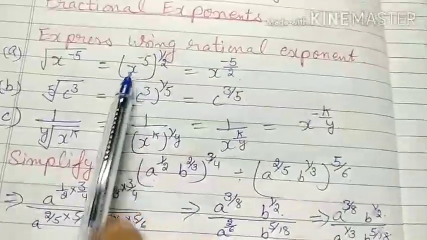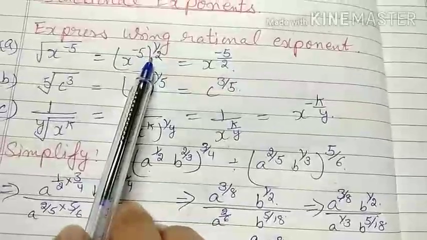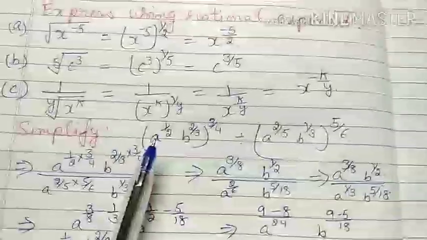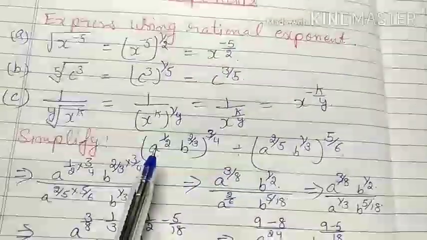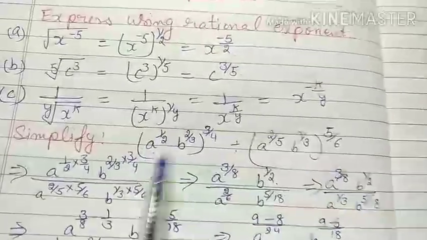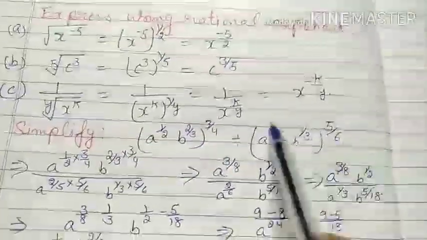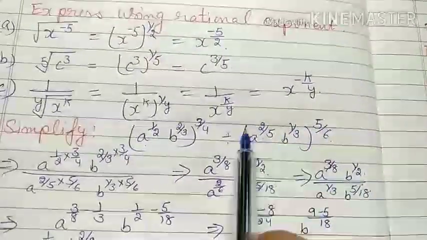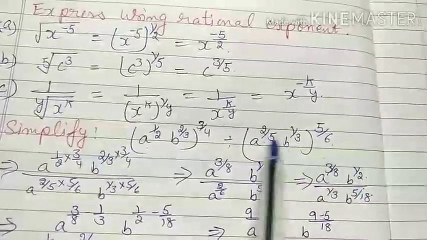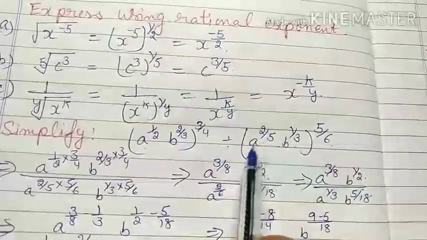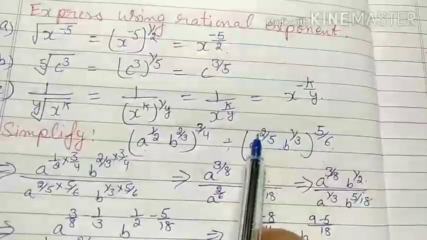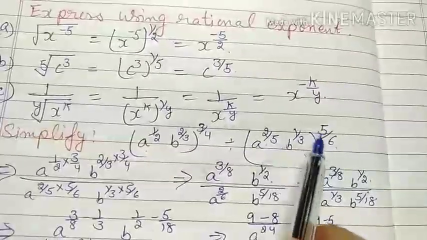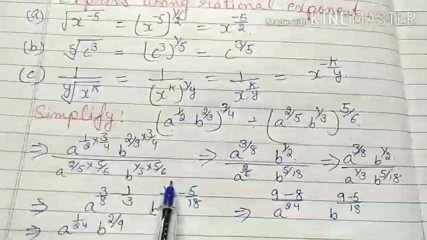What do we do here? If there is a single power, then the outside power should be multiplied only with that term. But if there are two different bases, the common power should be multiplied with the powers of both the terms. So here, a raised to power 2 by 5, b raised to 1 by 3, 5 by 6 will be multiplied with the powers of both the bases. Different bases have powers, and the outside power should be multiplied with each. 2 by 5 multiplied by 5 by 6, 1 by 3 multiplied by 5 by 6.